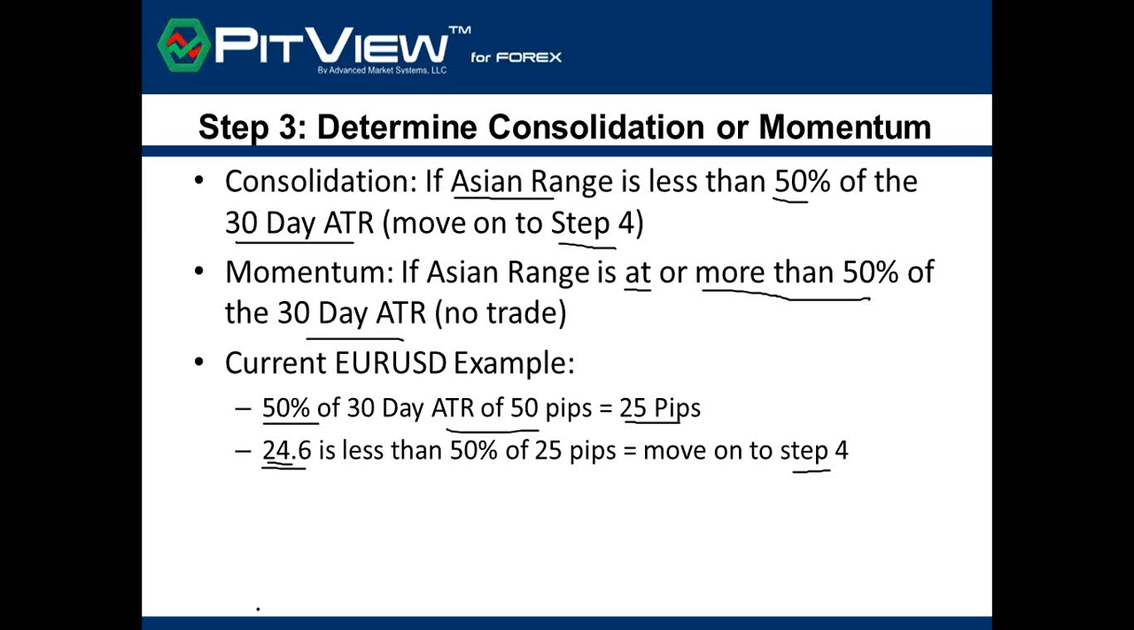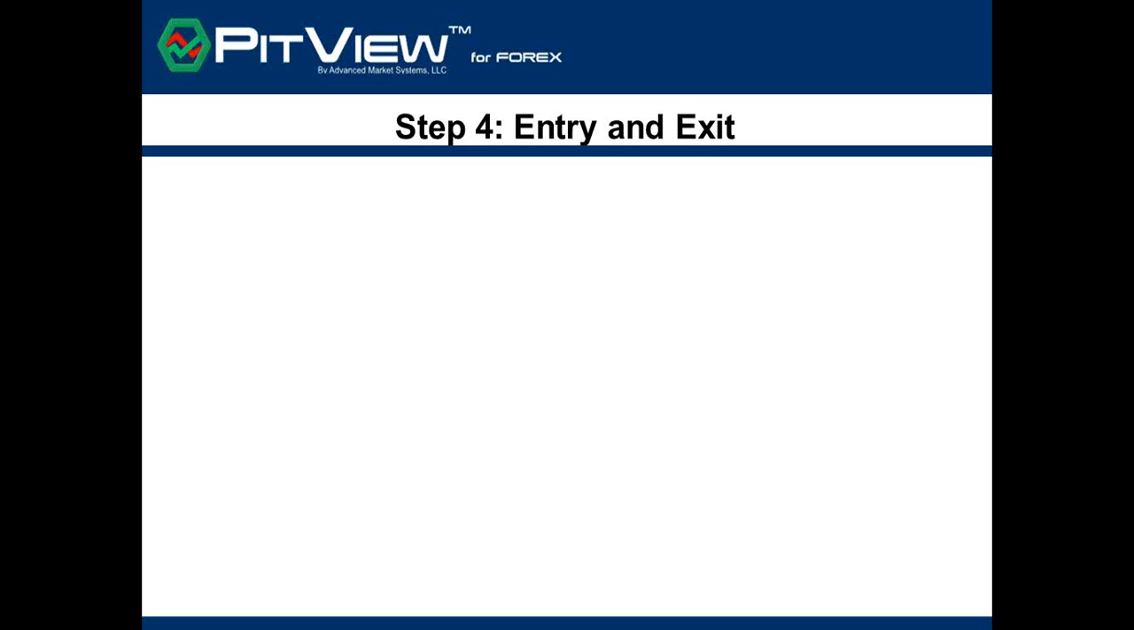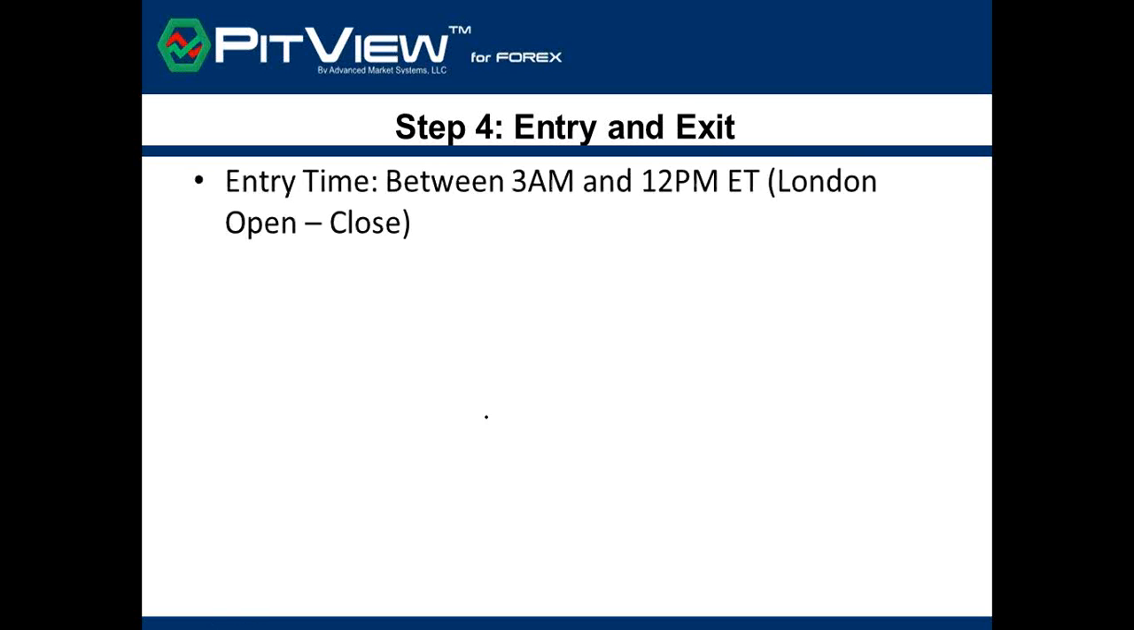So that brings us to step 4. Now that we know we can define the Asian range as being in consolidation mode, we can move on to our entry and exit. The entry is very simple. You need to enter after 3 a.m. That's the London open. 3 a.m. to 12 p.m. Eastern time is the London open to close. This is your green light territory in which to place a trade.